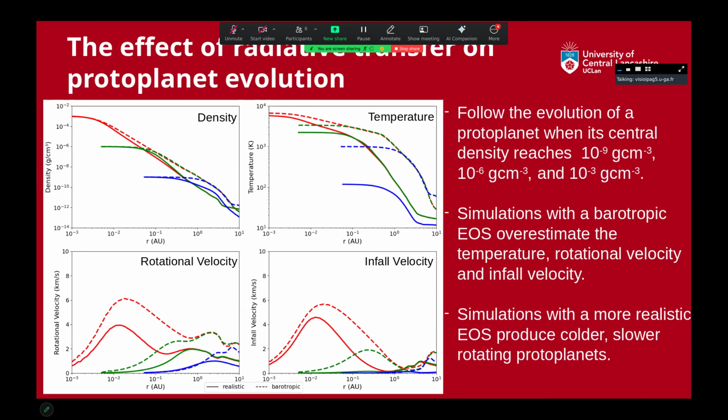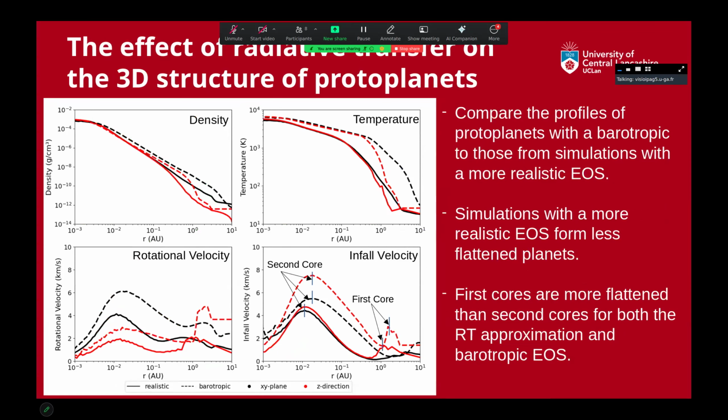And we also see enhanced infall in the simulations that use the less realistic barotropic equation of state, which may overestimate the mass and the amount of material that's falling onto our planet's evolution. And essentially here, this is probing the 3D structure instead.